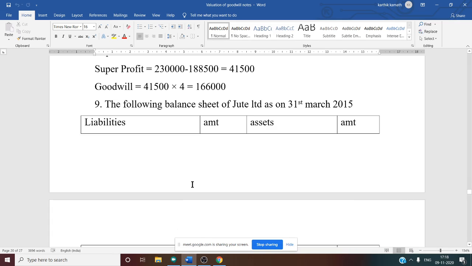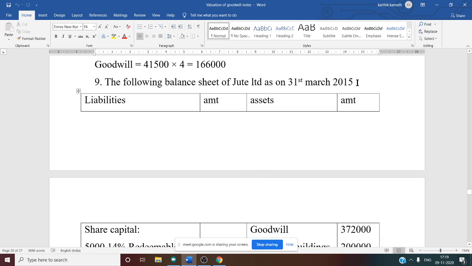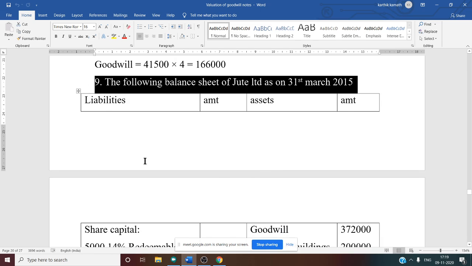There are basically 3 methods. One is average profit, second one is super profit, and third one is capitalization method. And till now we have discussed the average profit and super profit methods. So see this problem number 9. The following is the balance sheet of Jute Limited as on 31st March 2015.